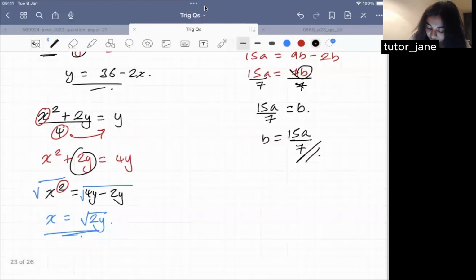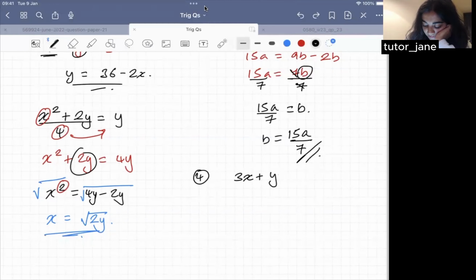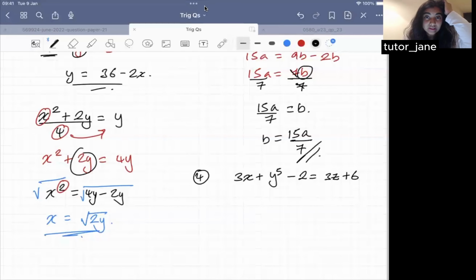Perfect. Let's do one more. And then I'll give you some questions for homework if you want. So let's say we do 3x plus y to the power of 5 minus 2 equals 3z plus 6. Yeah, okay. So now I want you to make y the subject of this formula.